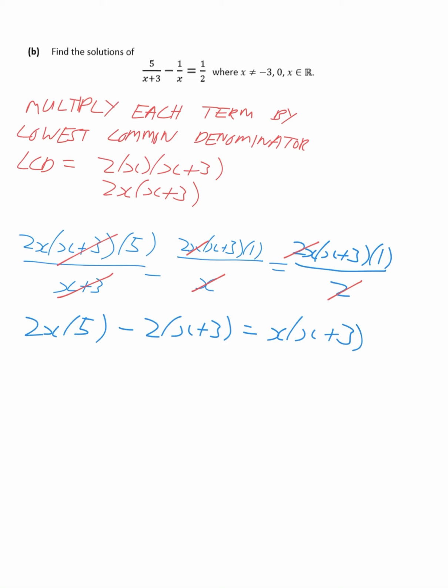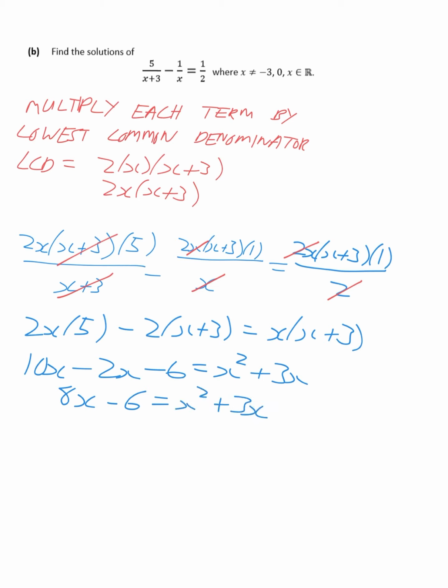Okay, so from here now, 2x times 5, that'll be 10x. Expand this bracket, so 2 times x, that'll be 2x. Minus 2 times plus 3, that'll be minus 6. Equals then x squared plus 3x. Now 10x minus 2x, that'll be 8x. Minus 6 equals x squared plus 3x.